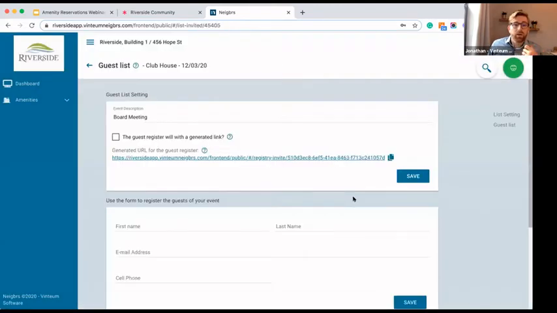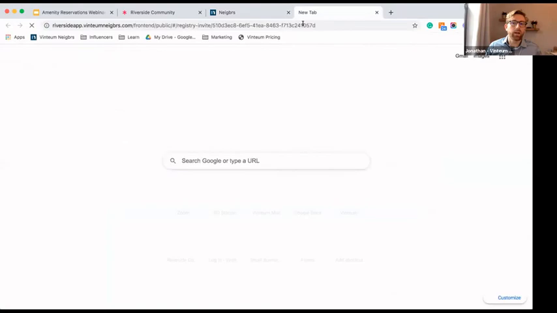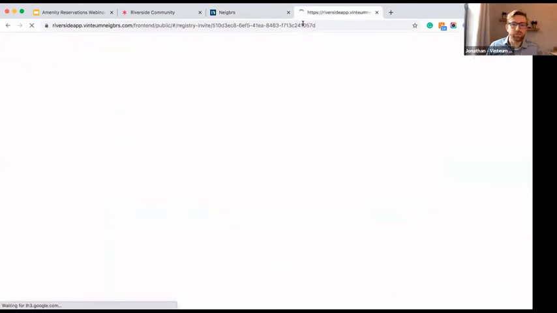Now, I'm creating a guest list. And what this guest list does is it allows us to track who is going to be coming to this amenity reservation or this event. So in this case, if we want to create a public link, I could copy this. And I could send this to my friends, my family, the board, and I could invite them to whatever sort of event I'm holding, in this case, a board meeting. So this is what this reservation tool would look like.